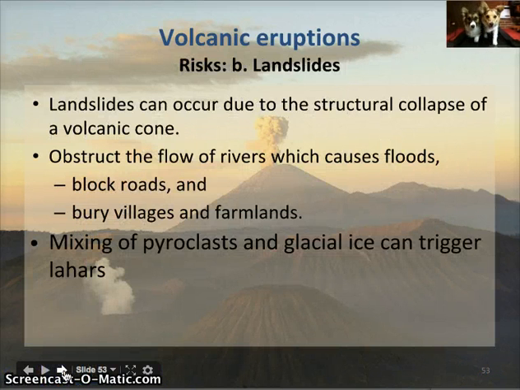Landslides are another thing that can happen due to the structural collapse of a volcanic cone. This can obstruct the flow of rivers, which causes floods and blocks roads, and therefore buries villages and farmlands. And the mixing of pyroclasts and glacial ice can also trigger lahars, which are again landslides from hell.